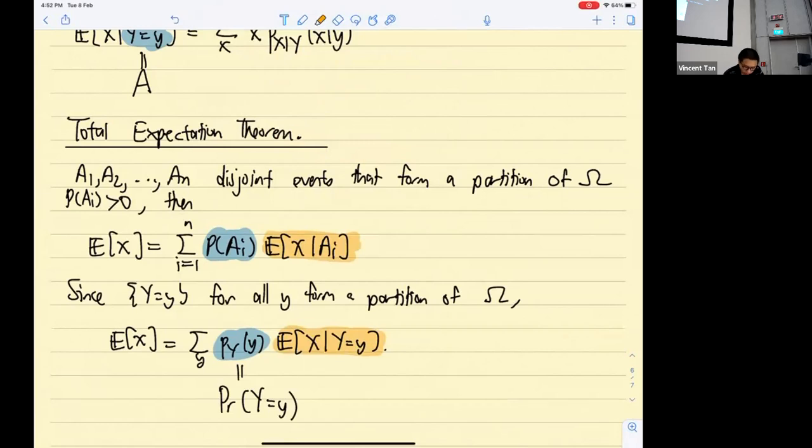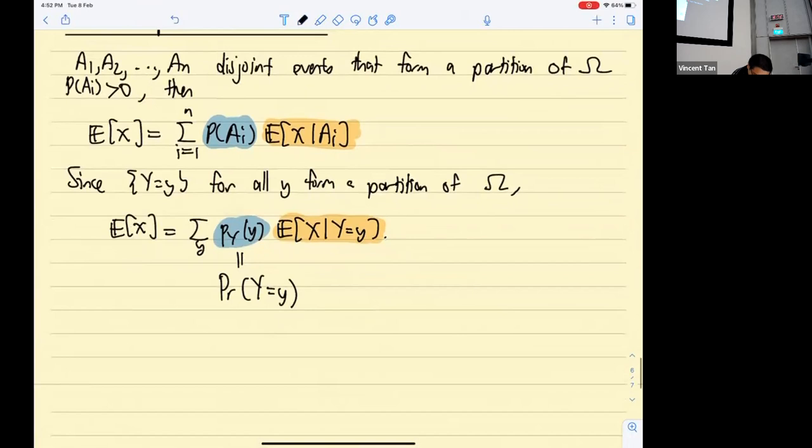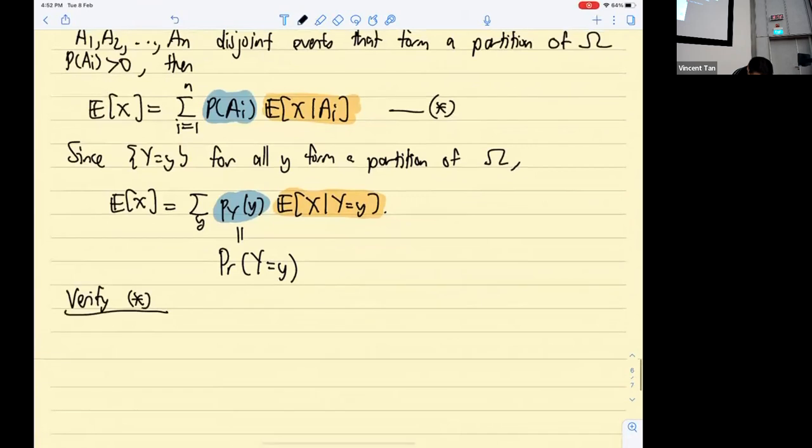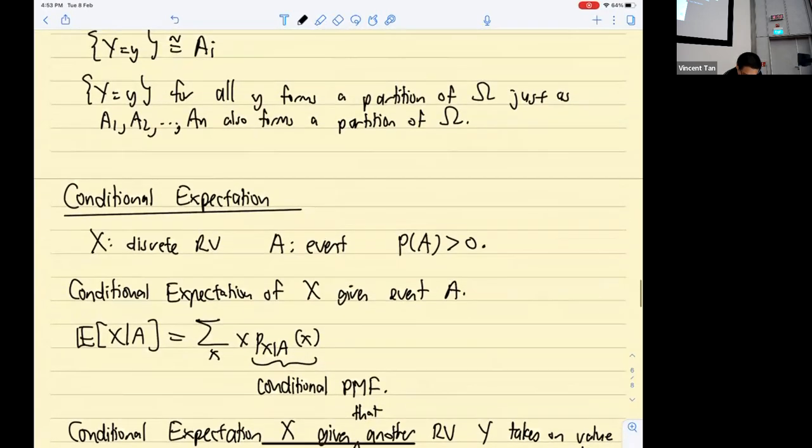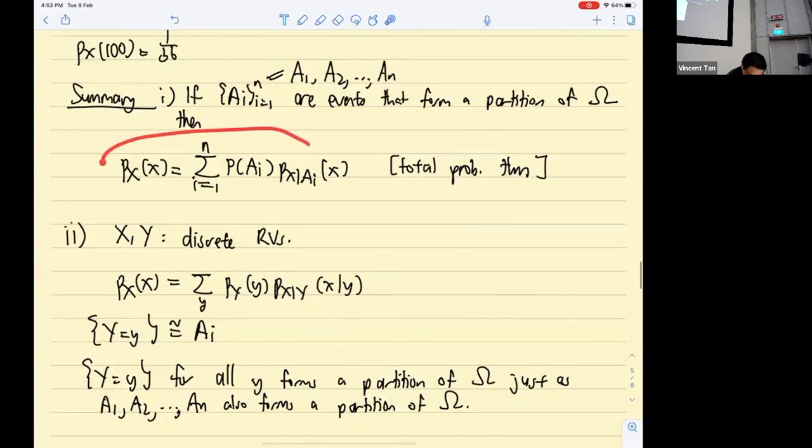Okay, so actually we can very easily verify this formula here. And we can do so because we believe the total probability theorem. So let us try to verify star. Okay, so what we have is the following. We start from the total probability theorem, which tells us that P_X(x) is equal to the sum up to n of P(A_i) P of X equals x given A_i. So that is the total probability theorem. This one here comes from here, the total probability theorem. We are splitting up into different events that form a partition of the sample space.